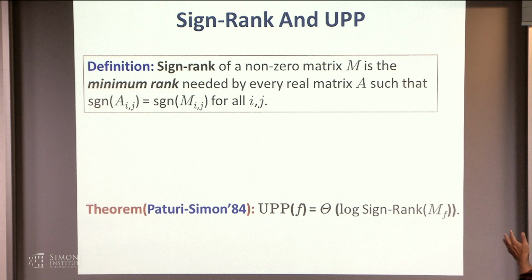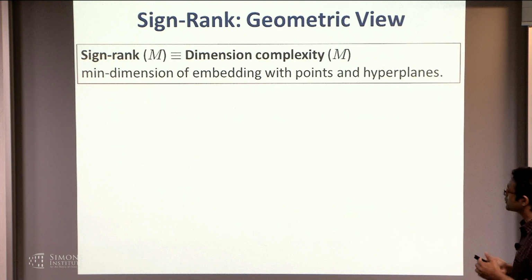What Paturi and Simon carefully and very beautifully observed is that the unbounded error protocol complexity of any function f is precisely equal to the log of the sign rank of the communication matrix of f. To motivate sign rank and get a better perspective, let me look at it slightly differently, from a geometric point of view. Sign rank has also been considered in other contexts, in learning theory and other places, where it's called the dimension complexity.